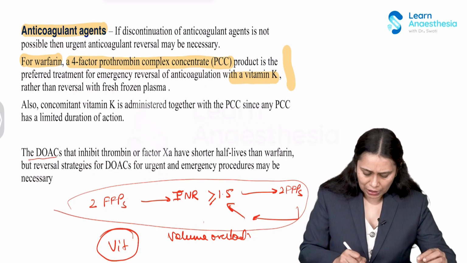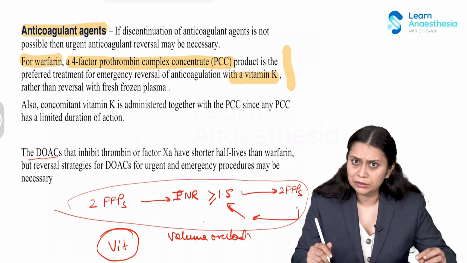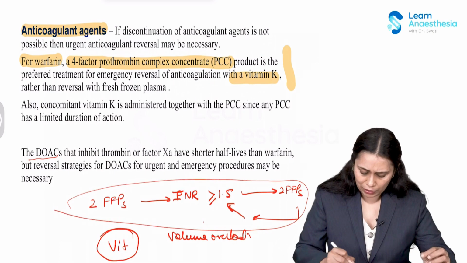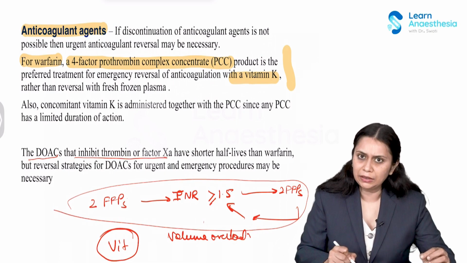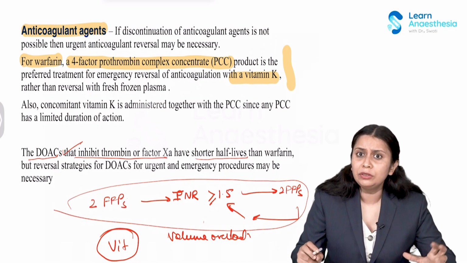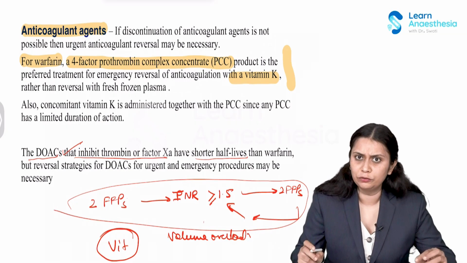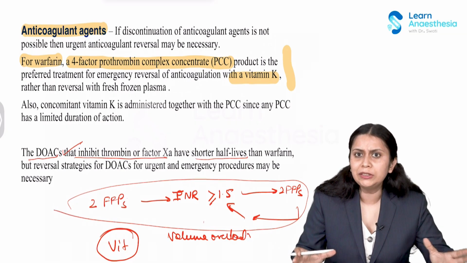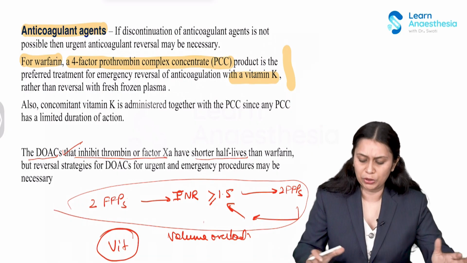If the patient had a direct oral anticoagulant agent that inhibits thrombin or factor Xa, they have a shorter half-life than warfarin, but they have reversal agents. We should use the specific reversal agents for these agents. So we have to reverse the antiplatelet and anticoagulants of the patient, right?